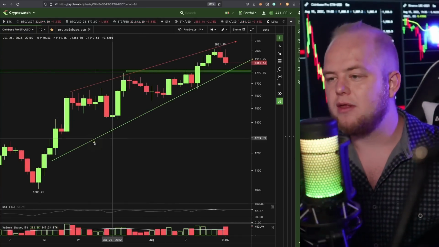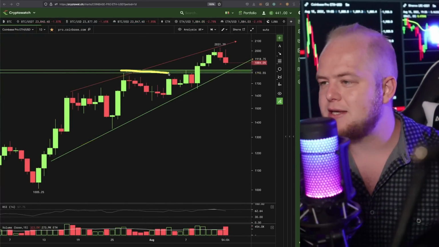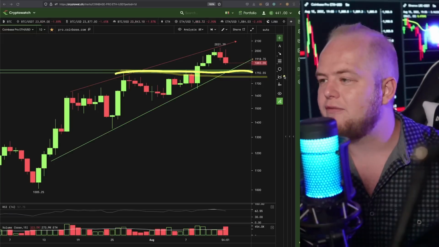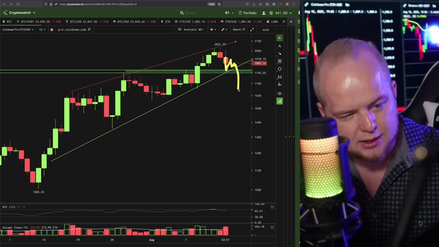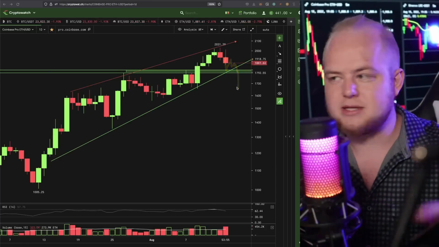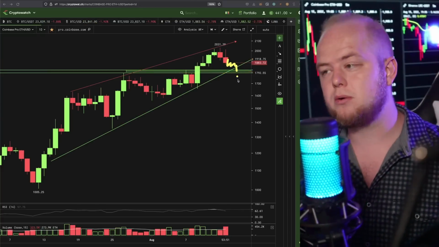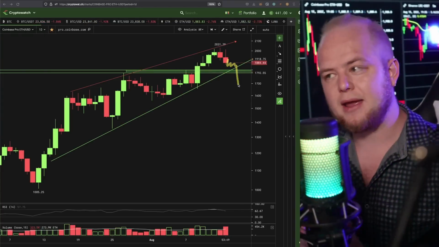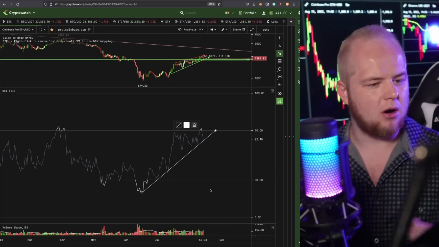Ethereum also has this upward sloping trend line here. We have a major resistance at 1800 right here. If Ethereum comes down to 1800 and breaks below this upward sloping trend line, that's a previous resistance failing as support, and also the previous trend line failing as support. And Ethereum as well right now is in a similar RSI trend.